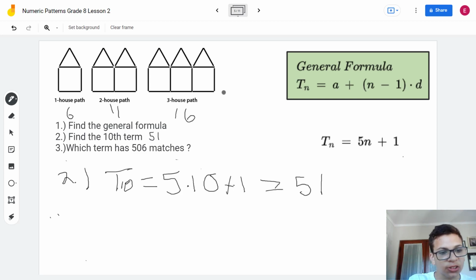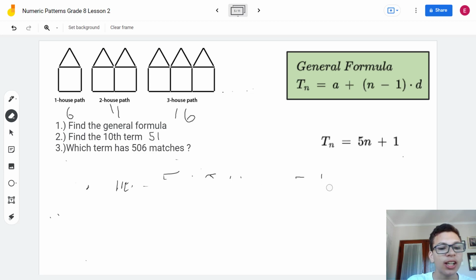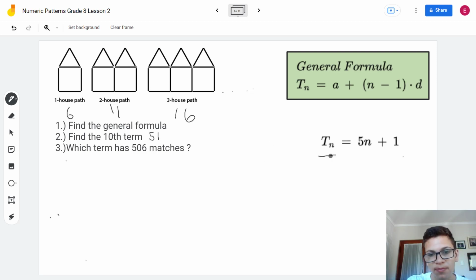Okay, so now the third question. Well, the third question seems a bit weird how it is phrased. It says, which term has 506 matches? Now we actually have to find which term has this amount of matches. Well, what does it mean if something has matches? Well, this term Tn, that's the number of matches, right? This is the number of matches, because that's our output.